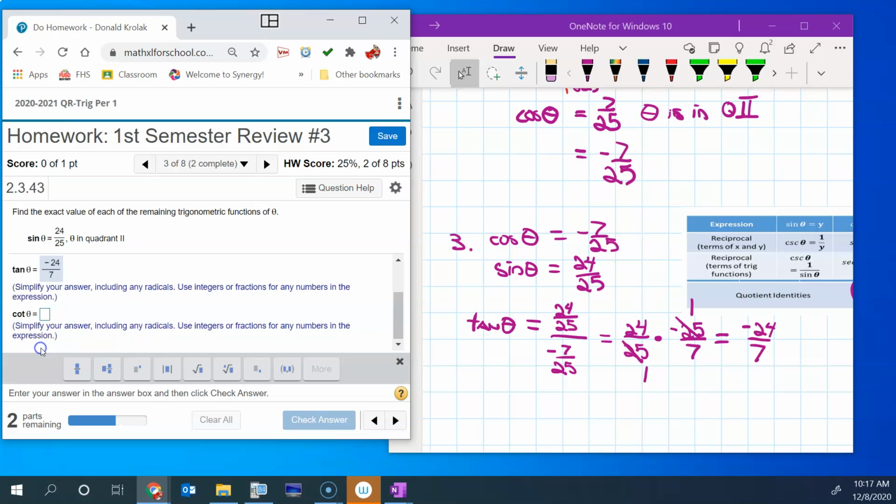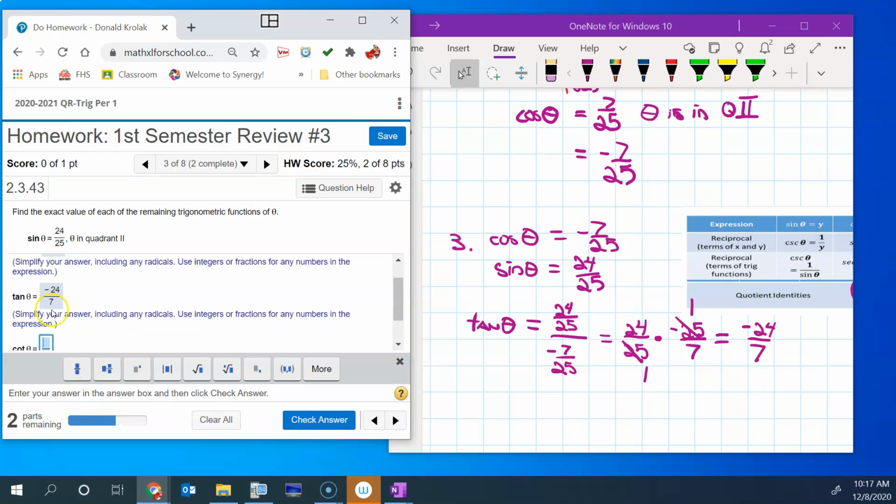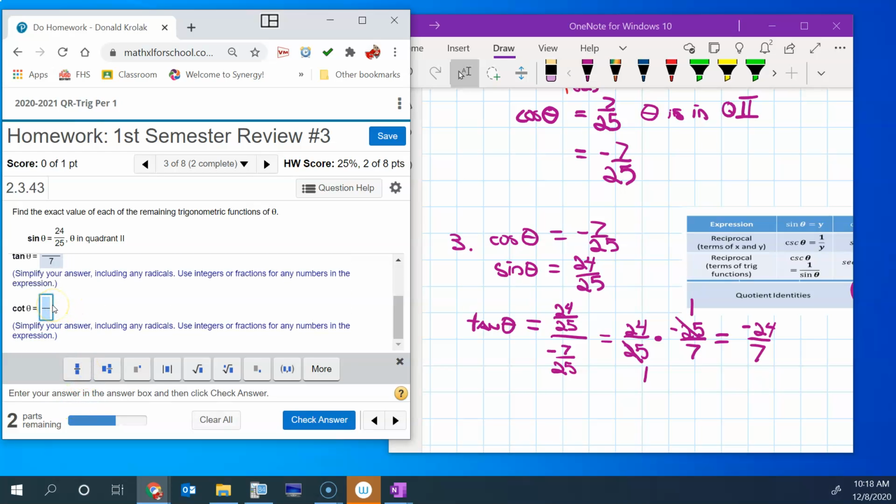Okay, the cotangent now is just that flipped. I flip it, the sign stays the same. So this is now going to be negative, still negative, and now flip my numerator and denominator.